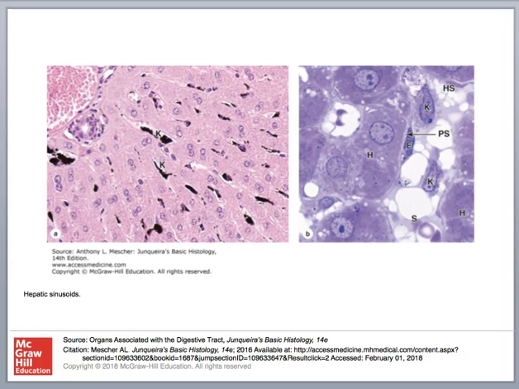Between abutting hepatocytes are bile canaliculi, and these are 1 to 2 micrometer channels that are formed by grooves in the plasma membranes between opposed hepatocytes. These drain into bile ductules in the periportal region, which in turn empty into terminal bile ducts in the portal tracts.